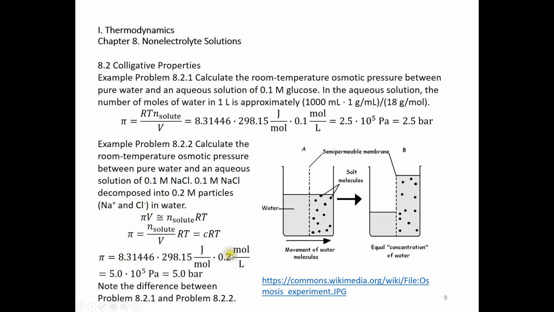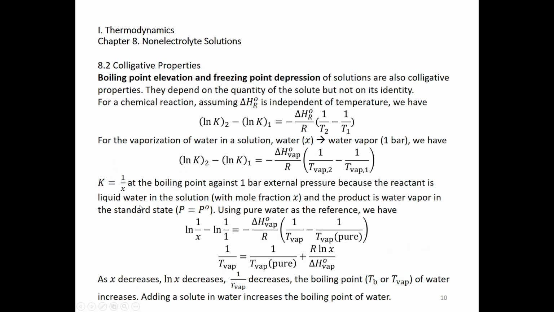And now we just plug in the numbers again, except over here we have 0.2 mole per liter. Then we cancel mole, and 1 joule is 1,000 pascal times a liter. We do everything, and we have 5.0 bars. This osmotic pressure is 2 times this osmotic pressure, only because 1 unit of NaCl becomes 2 particles, Na+ and Cl−. Now let's look at 2 other colligative properties.